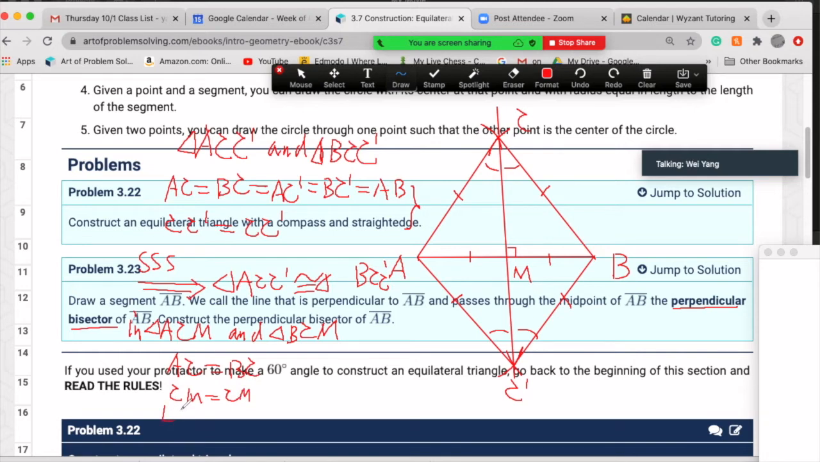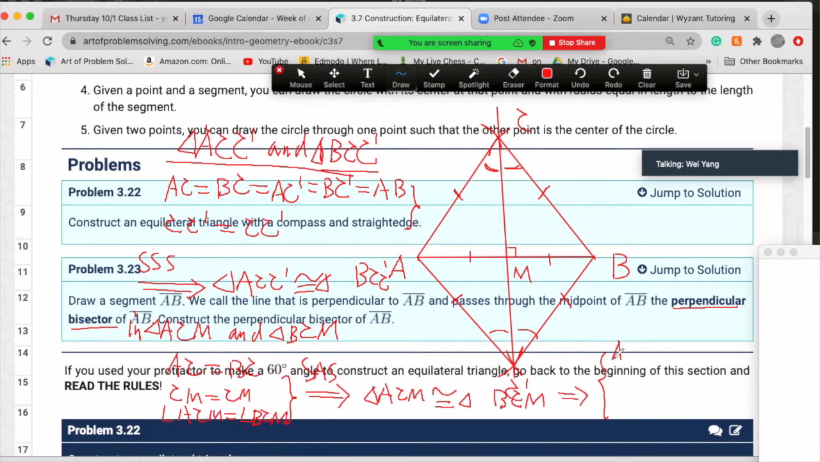Then we already proved angle ACM equals angle BCM from the congruence of triangles ACC prime and BCC prime. We get this angle equal to this angle. So combining this side congruent with this side, CM shared, and this angle equals this angle, we get SAS. Then these two triangles are congruent by the SAS theorem. We get triangle ACM congruent with triangle BCM, right?